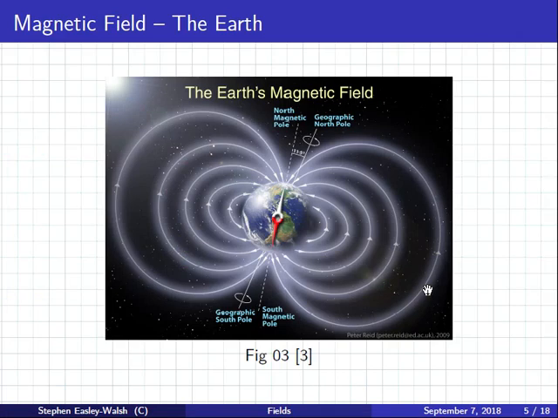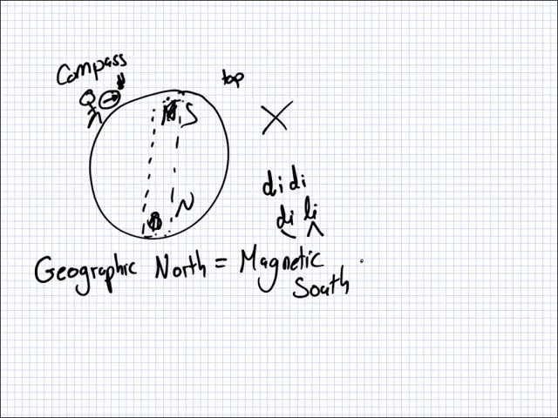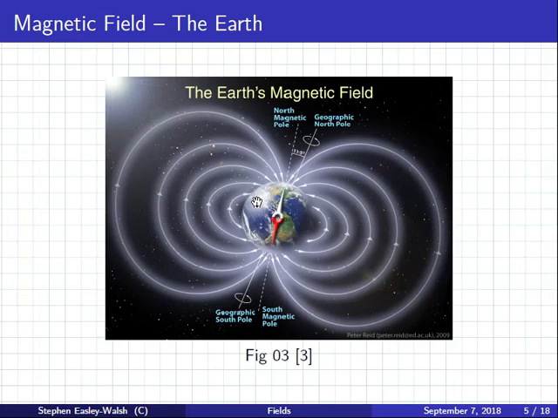Right. Now, next thing you need to draw is the Earth's magnetic field. And see, look, north magnetic pole. Magnetic south equals North Pole. They're not quite the same place. There's a little difference. Anyway, if you can draw this, please.